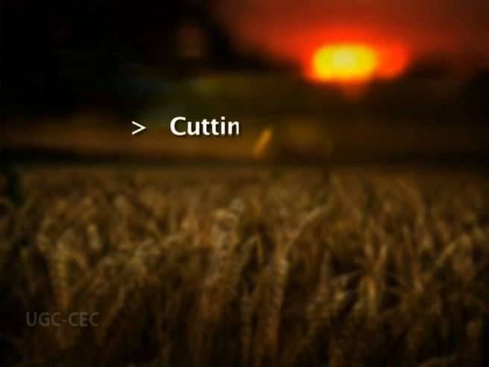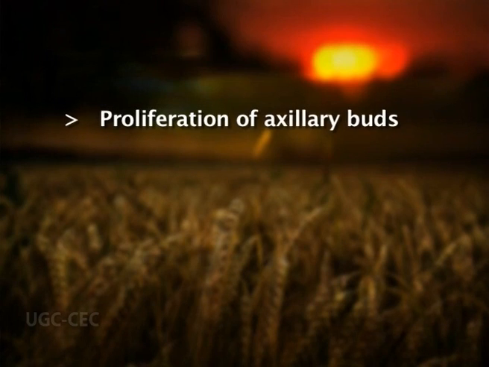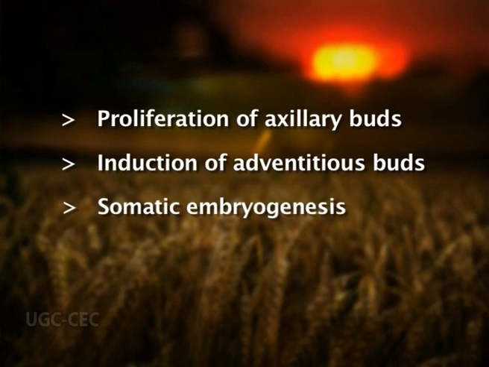Generally, vegetative reproduction is achieved by cutting, budding, grafting, etc. to produce genetically similar progeny. However, rapid clonal propagation of plants can also be achieved by tissue culture techniques such as proliferation of axillary buds, induction of adventitious buds and somatic embryogenesis.